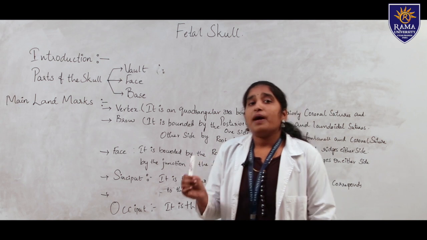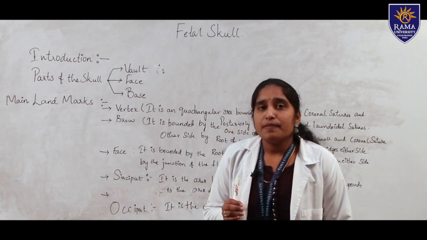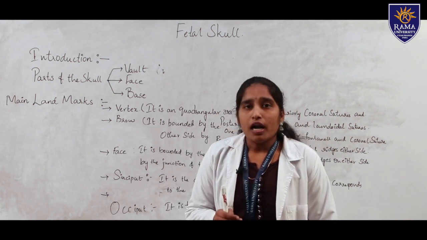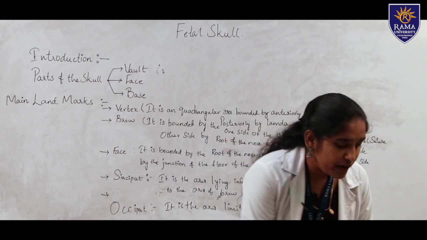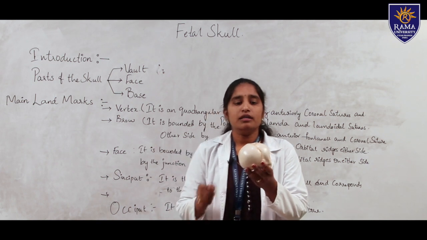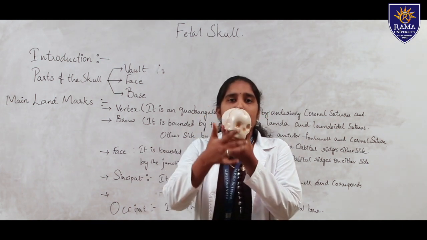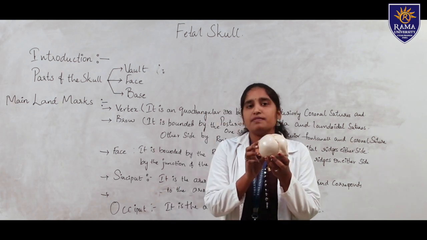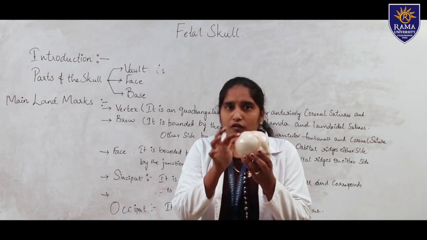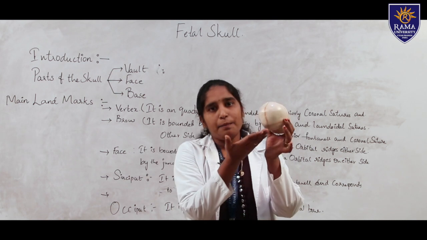Then, the parts of the fetal skull. It has mainly three parts: the vault, face and base. See here, this is the vault, this is the face and this is the base. The fetal skull has mainly three parts: vault, face and base.